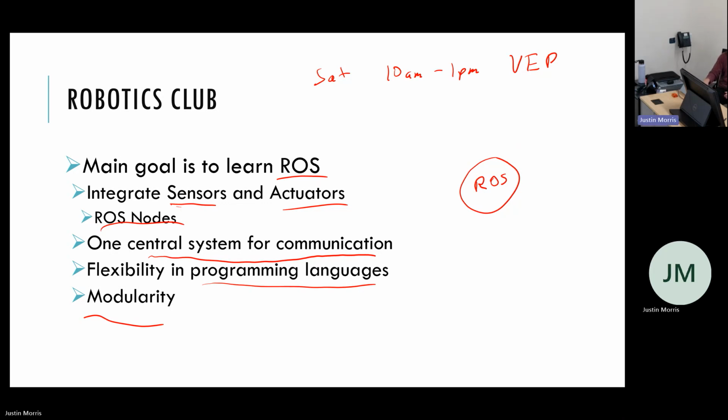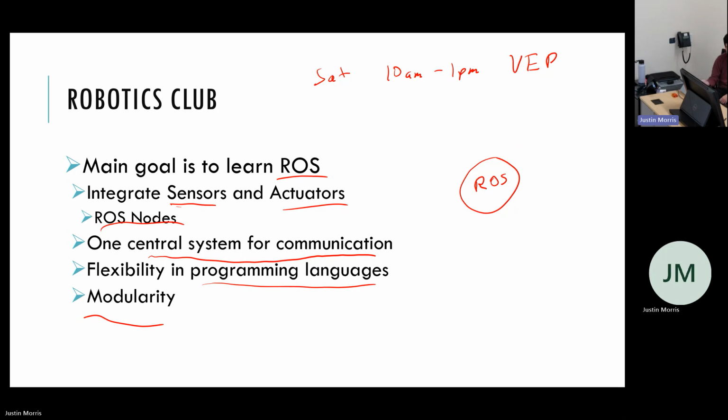Which type of node do you think a sensor would be? A publisher, right? Because it's sensing from the outside and then it's publishing to ROS what that information is. And ROS is also going to be the listener, right?